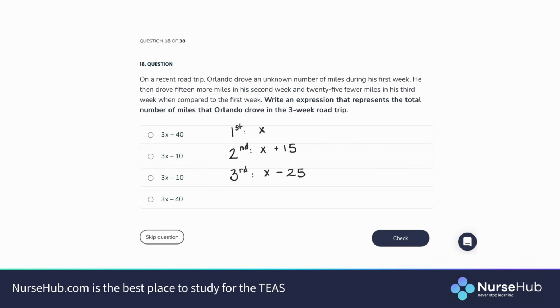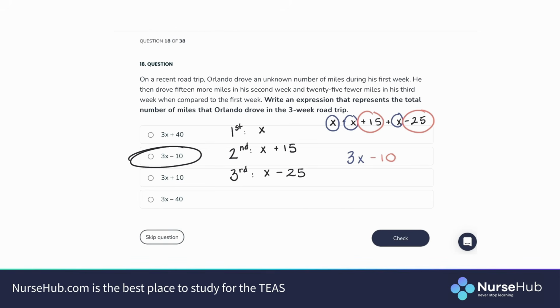So here, we want the total number. So what we're going to do is add all weeks together. X plus X plus 15 plus X minus 25. Now we just combine like terms. X gives us 3X, plus 15 minus 25 leaves us with minus 10. So our final answer is 3X minus 10.